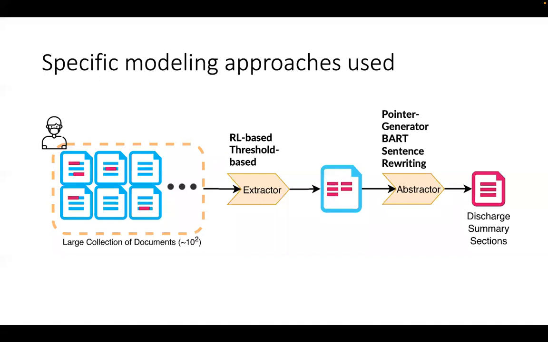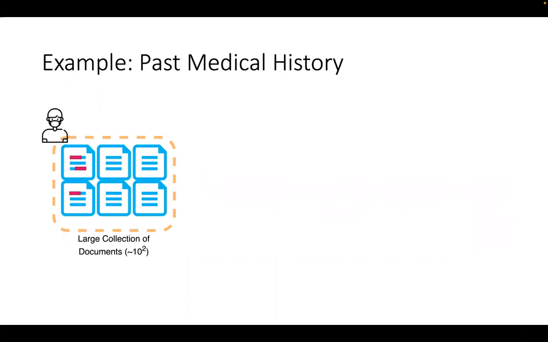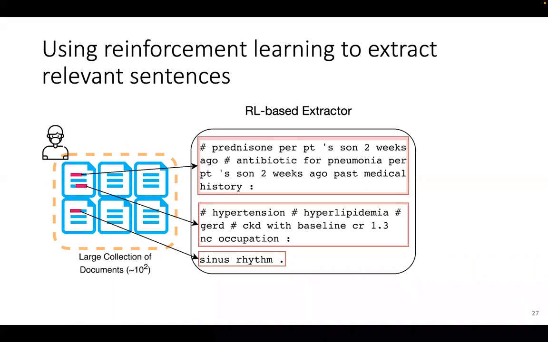So let's look at an example workflow of this extraction followed by abstraction. So let's say we are trying to generate past medical history. We have a large collection of documents that have been generated for a hospital admission. So this is what a reinforcement learning extractor would look like on the relevant sentences. If you look at the sentences that have been extracted by this model, this is a real example from the MIMIC dataset and one of the models that we trained. We see that past medical history is mentioned at the end instead of the beginning. You have different medical conditions, some measurements, and some observations.